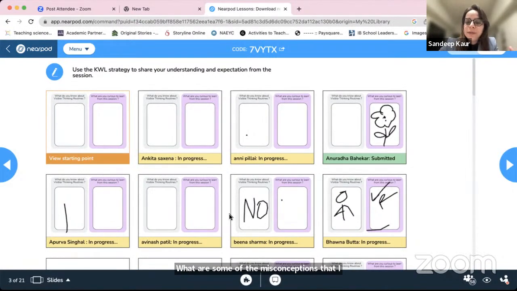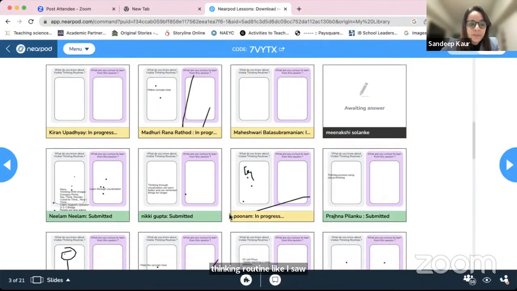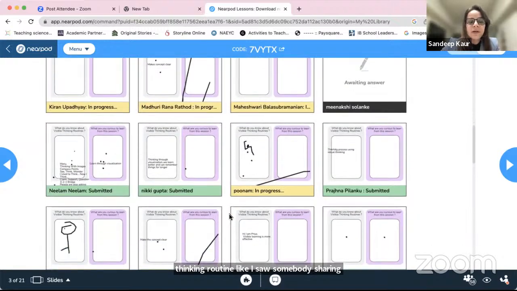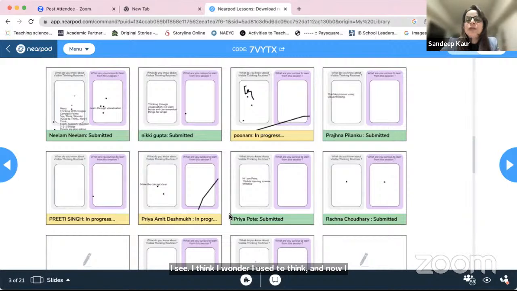Or there are a few people who have listed down the visible thinking routine, like I saw somebody sharing compass point, I see, I think, I wonder, I used to think, and now I think. So these thinking routines actually help you gain an insight into your students' understanding, or if you are leading a session or you are a part of a cohort, it gives you where everybody is. What is it that I need to address? What is it I need to do?